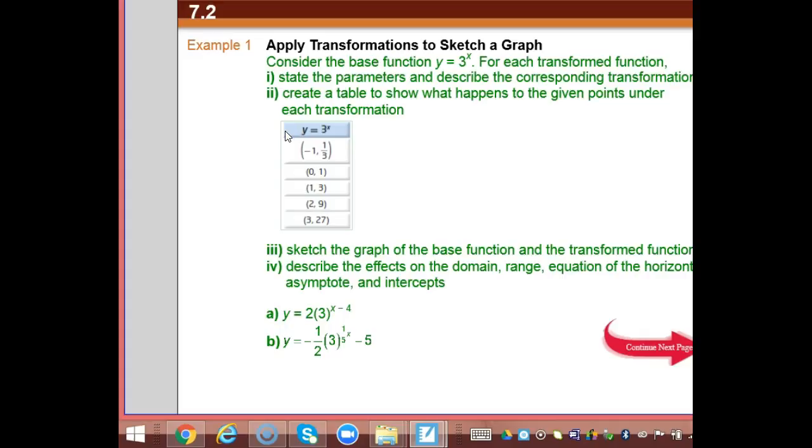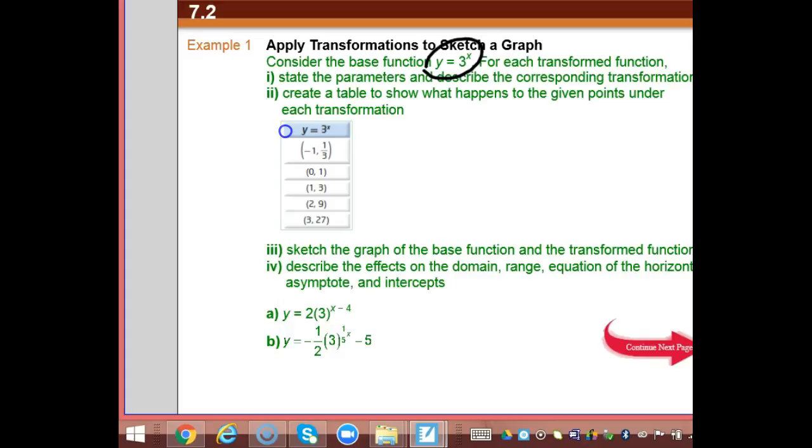Example 1 in the textbook, it's on page 349. It says, consider the base function y equals 3 to the power of x. This is the one that we usually start with, and then we make a table of values from that, and then we transform all the points, and then we draw our new picture. That's how we've been doing them before.